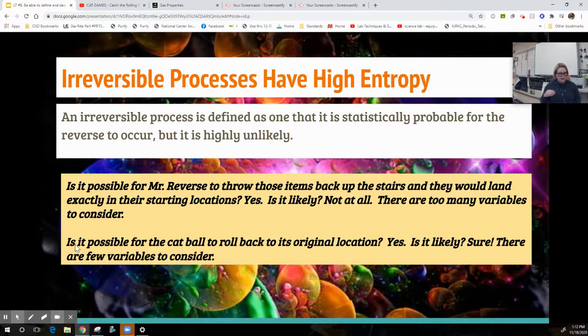and we don't go from a state of chaos to a state of order. However, is it possible for the cat ball to roll in the forward direction and roll pretty similar to in the reverse direction? Absolutely. It's absolutely likely. And we would probably have that occur if that ball was bouncing off a wall. And there are fewer variables to consider. Not much energy has transferred out into the system. So we can call that particular process reversible.